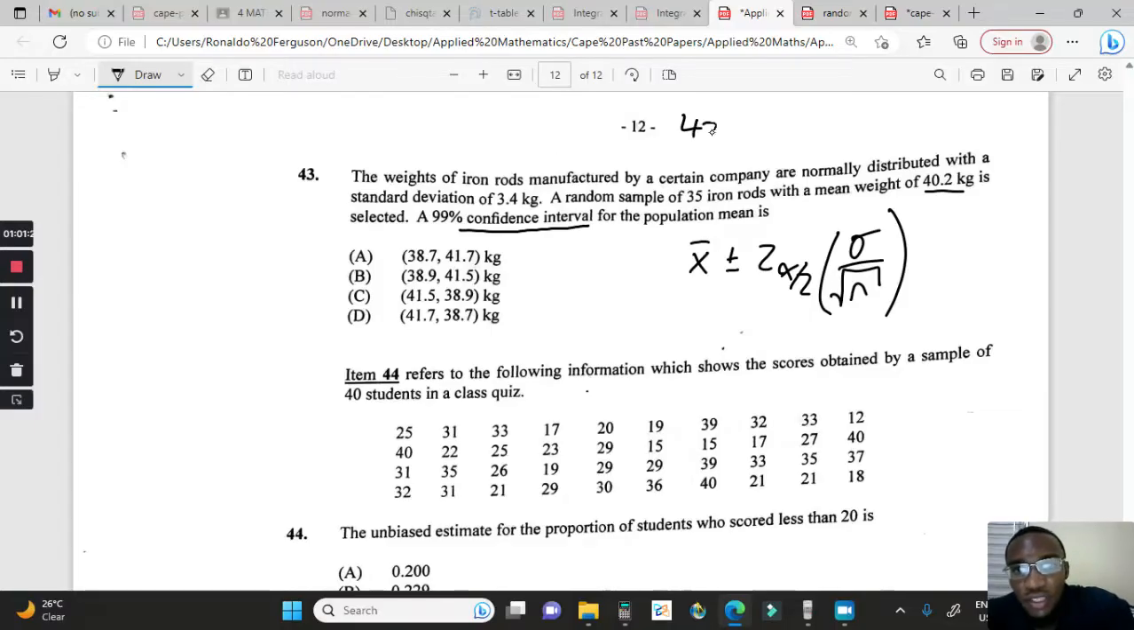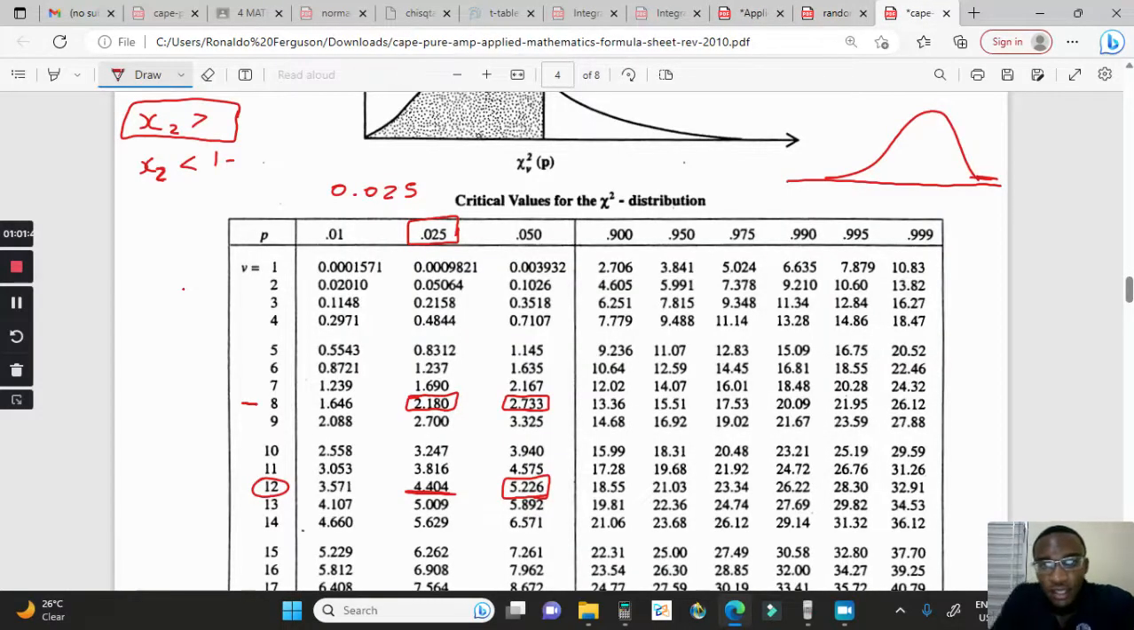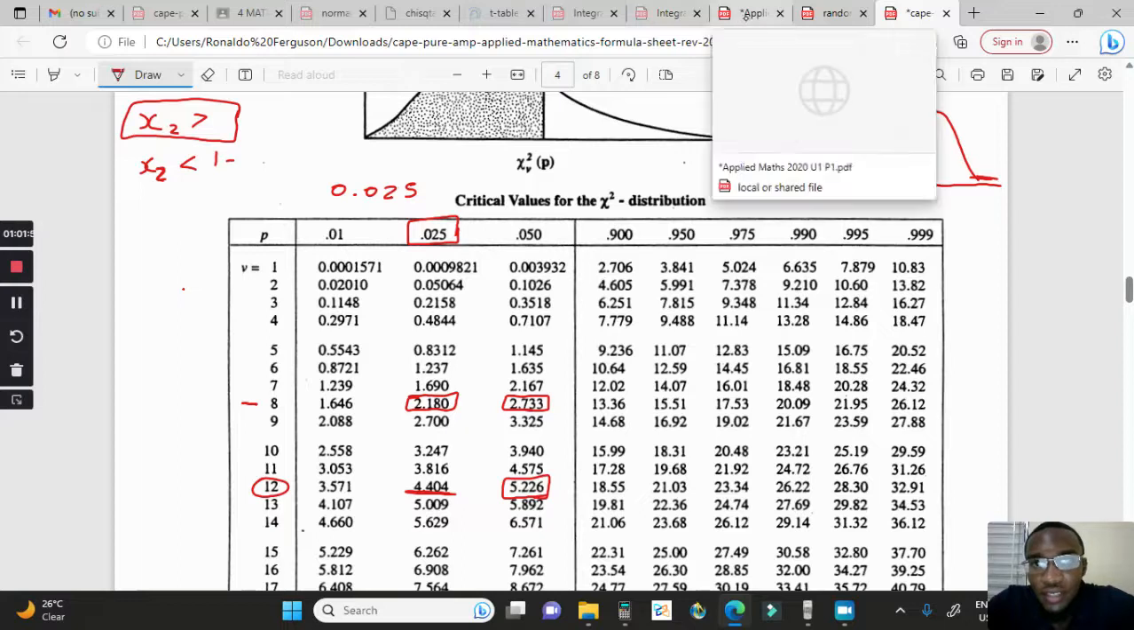So this is 40.2 plus or minus z alpha over 2. It says 99% confidence interval. So if you subtract 1, there's a 1% chance of a mistake, 0.01. We divide that by 2, and that is 0.005. So we're looking for z of 0.005.